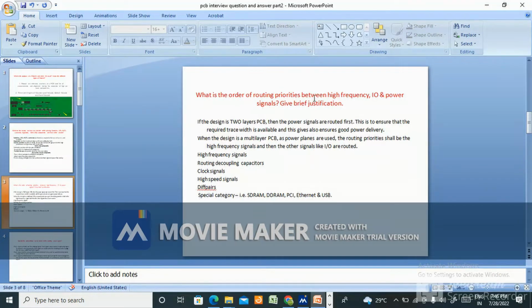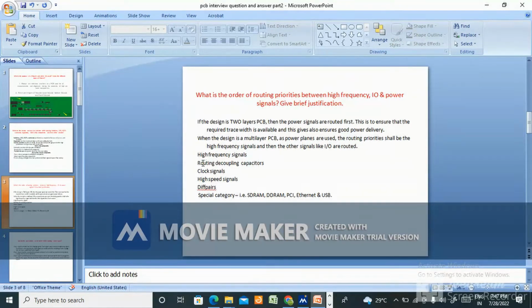Okay, so what is the order of routing priorities between high frequency, input output and power signals? So if the design is a two layer PCB, then the power signals are routed first. This is to ensure that the required track width is available, and this also ensures good power delivery. When the design is a multi-layer PCB, as power planes are used, the routing priority shall be the high frequency signals, and then the other signals like input output are routed.